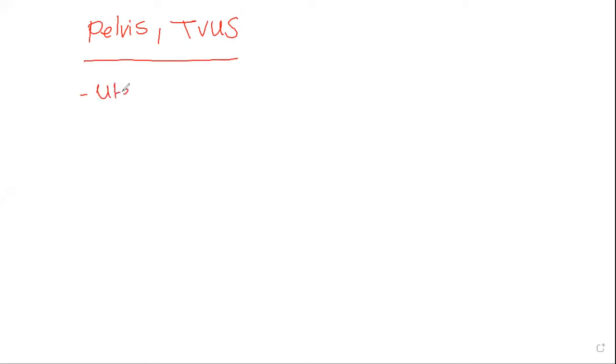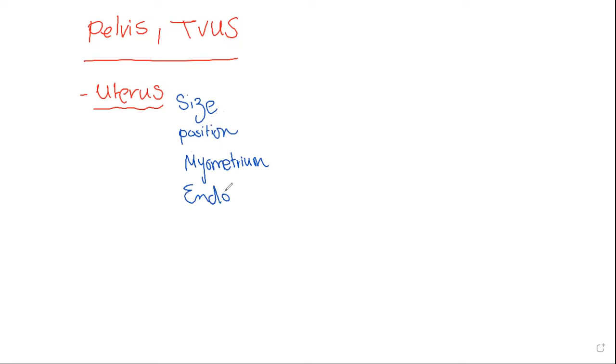Of course, first we have to comment on the uterus. We have to comment on its size, whether it is infantile or normal, and then on the position, anteverted or retroverted. And then the myometrium, whether there are focal lesions, fibroids, adenomyomatosis, AVM, etc. And then the endometrium, you have to measure its thickness and comment whether there is hyperplasia, polyps, RCD, whatever. And then the cervix, and then the vagina.